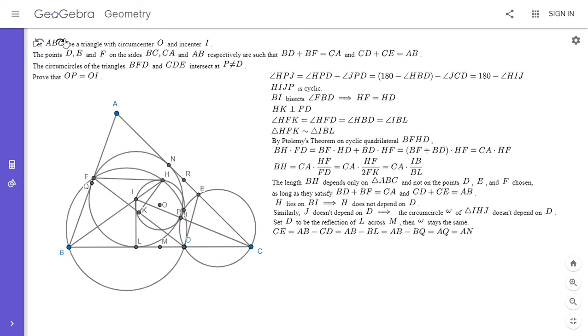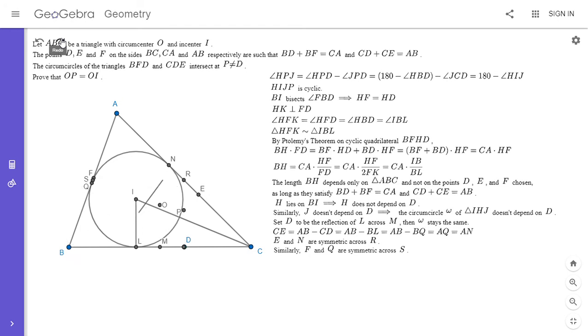So I'm going to draw this in. Okay. So E and N are symmetric across R, and so are F and Q. So the figure has a threefold symmetry. Okay. So I'm going to hide a bunch of things now. But I claim that this point P actually has to be such that PD is perpendicular to BC, PE is perpendicular to AC, and PF is perpendicular to AB. So I'm going to show that property right now, and I'm going to hide a bunch of things for now.